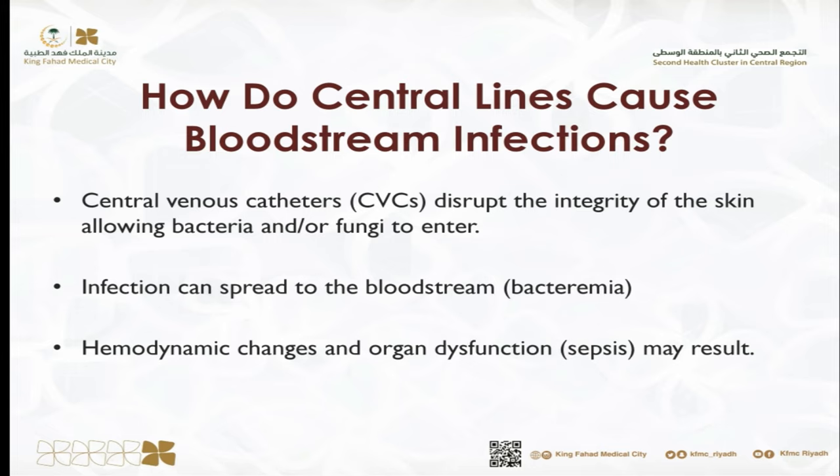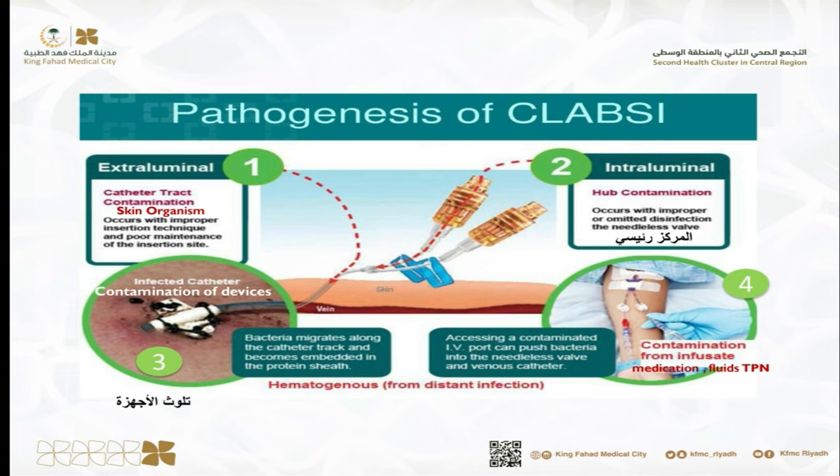How does the central line cause infection? The central venous catheter disrupts the integrity of the skin, allowing bacteria and fungi to enter. The infection will spread in the bloodstream, and hemodynamic change and organ dysfunction may result. As per the picture here, you can notice the infection could come from skin organisms. This is from our hands if we are not washing them properly, or from the devices if we are not cleaning them properly, or from the hub if it is contaminated when we are inserting the IV fluid, if we do not clean the hub with alcohol and wait until it dries, or from the infusion that we are giving, contamination if we are giving medication or fluid or TPN while preparing the medications.